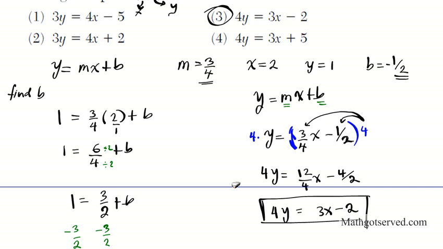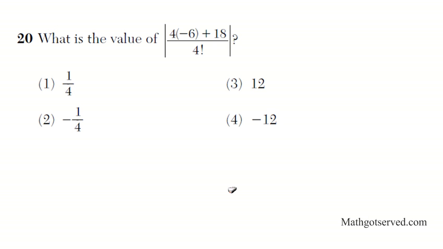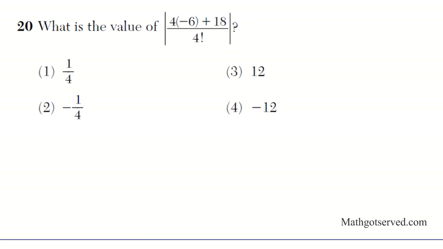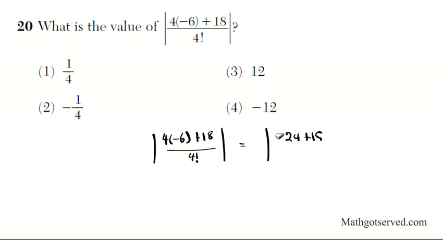Alright, moving right along. Question 20 said, what is the value of the absolute value of 4 times negative 6 plus 18 divided by 4 factorial? Alright, so let's go ahead and work this out. So 4 times negative 6 plus 18 over 4 factorial. So I'm using the order of operations. We're going to multiply first. So multiply 4 times negative 6 will give us negative 24 plus 18.